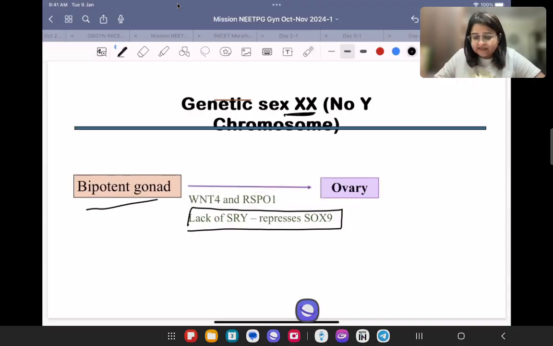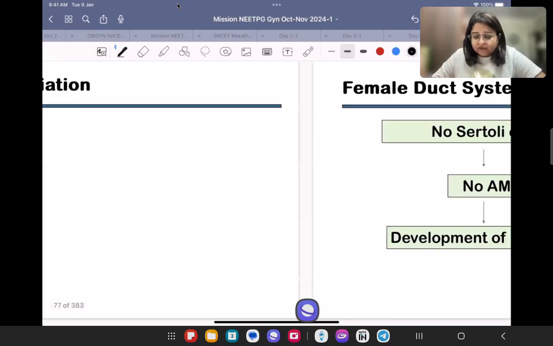Although we primarily say it is because of lack of SRY, recently two genes have been found which are responsible for differentiation of the gonad to the ovary. If you can remember this for the INI, the WNT4 and the RSPO1 gene. Okay, but primarily it is the lack of SRY. So what's happening here?